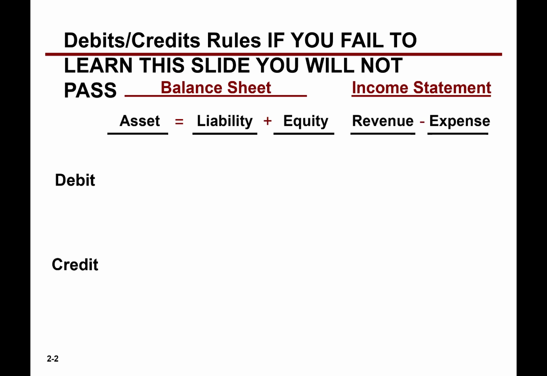Now, when you look at this, you should be able to do this from memory. So if I want to increase an asset account, I do what? I debit it. Good. If I want to decrease it, I credit it. If I want to increase a liability, I credit it. If I want to decrease it, I debit it. If I want to increase revenue, I will credit it. If I want to decrease it, I will debit it. If I want to increase an expense, I debit. If I want to decrease it, I credit it. Stockholders' equity, I want to increase it, I credit it. I want to decrease it, I debit it, right?